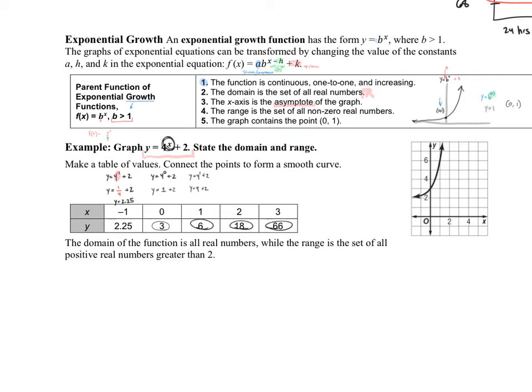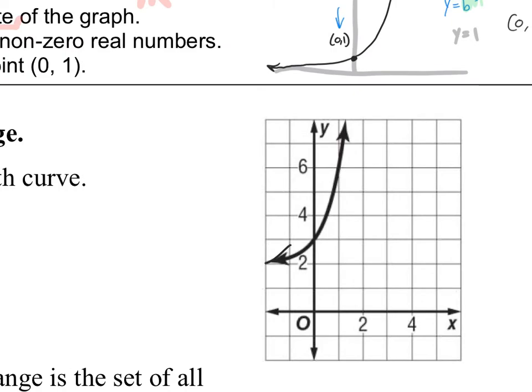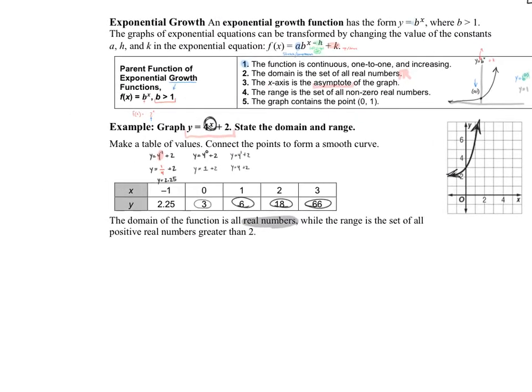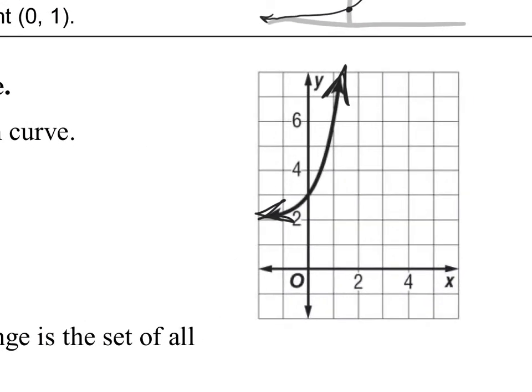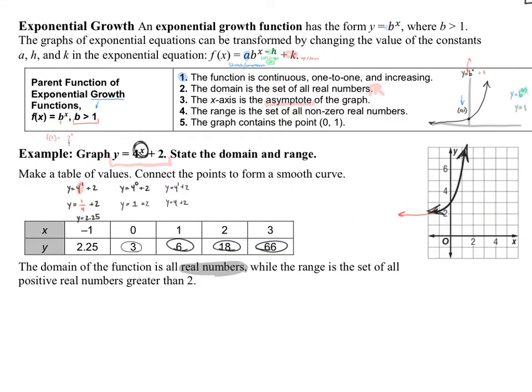And it asks us to talk about the domain and range. The domain is always going to be all real numbers for exponential growth and decay, because this side is going to the left forever and this side is heading to the right forever, so that's all real numbers. Range, though, is going to be different. Range is going to be impacted by the asymptote. You can see in this graph that this curve is starting to go flat right along here at 2. It would actually continue to do that.